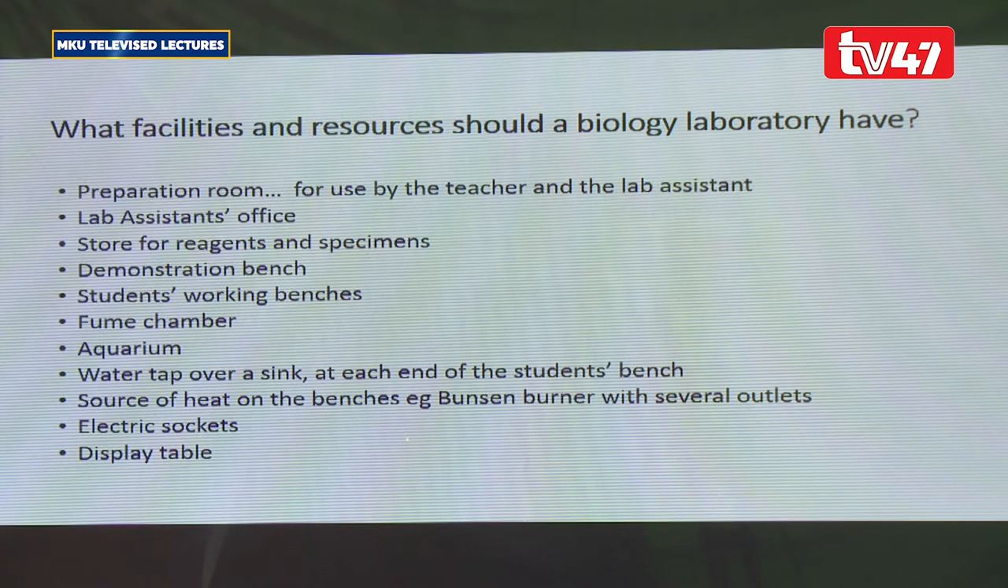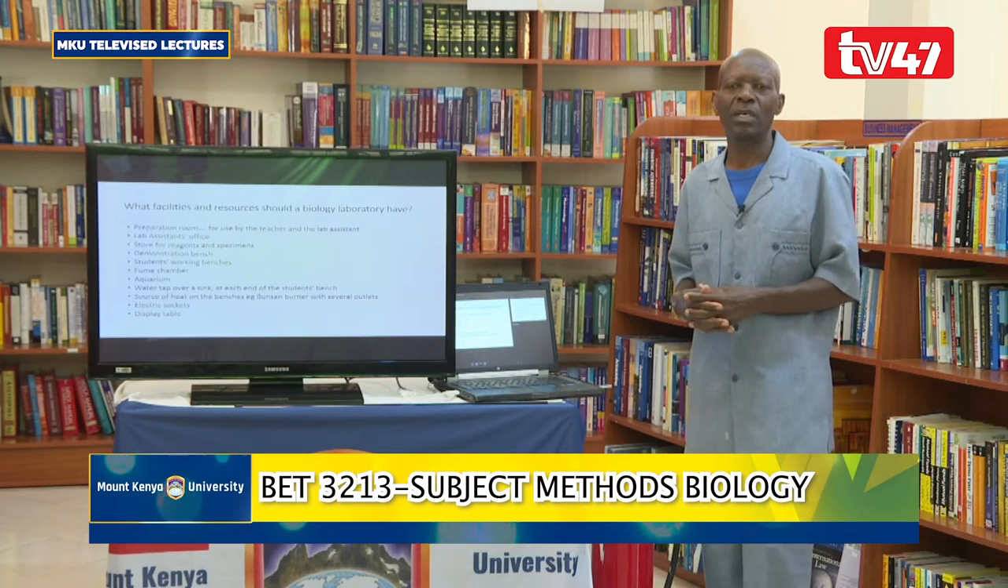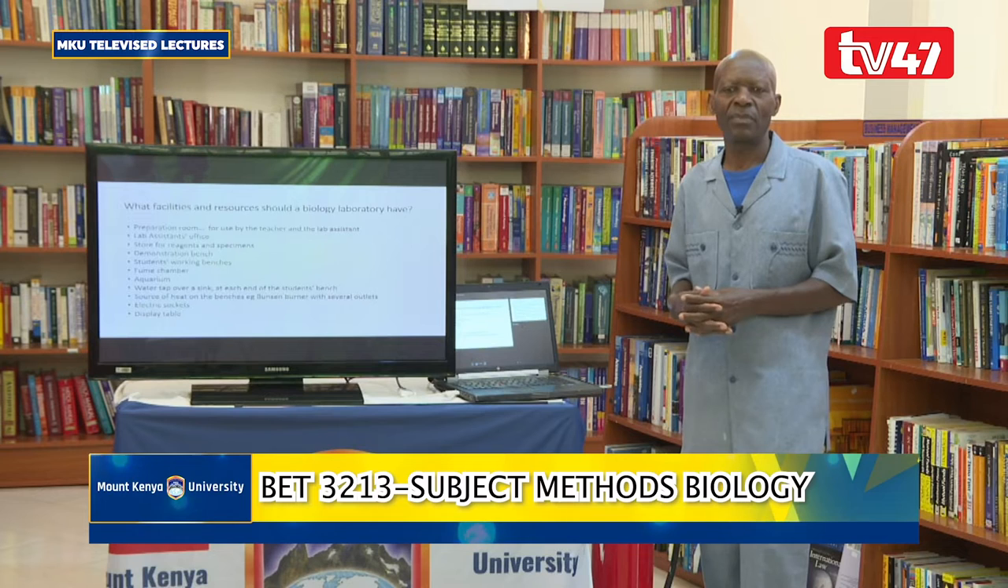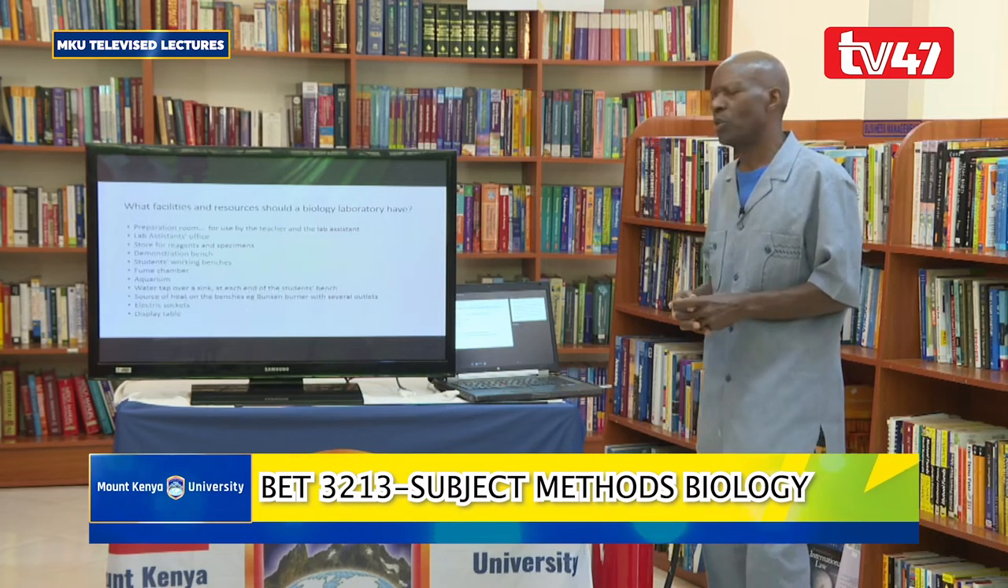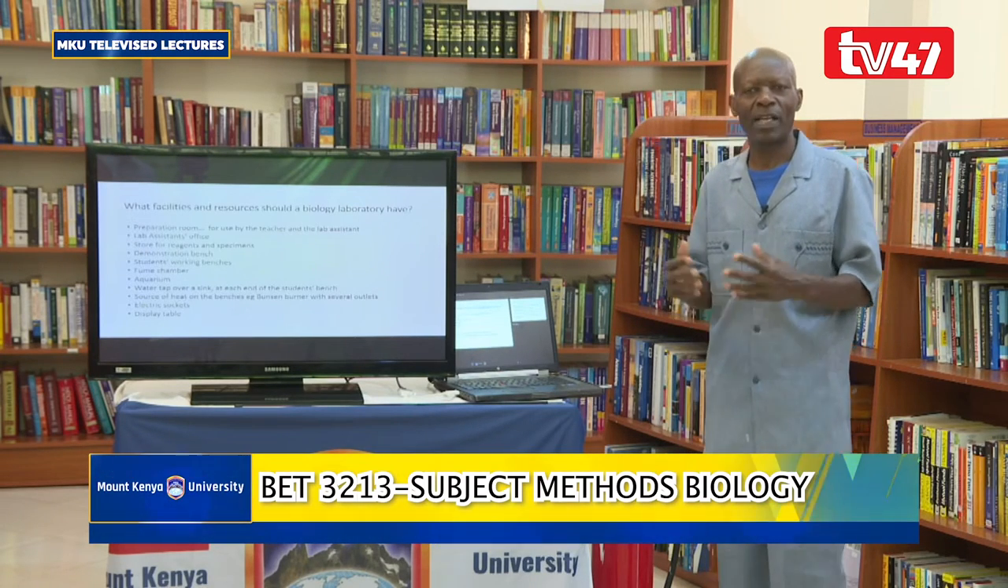We also need a fume chamber. This is a very, very essential component in the biology lab. Whenever the teacher or the students are carrying out experiments that may generate poisonous gases, then the fume chamber must be used. It is a facility designed to make sure that whatever fumes are generated do not get to the students or the teacher, and there is a chimney for that. The next one, aquarium. An aquarium will host either the marine or freshwater animals, small animals that are used in the experiments. We also need water, so we have a water tap over a sink.